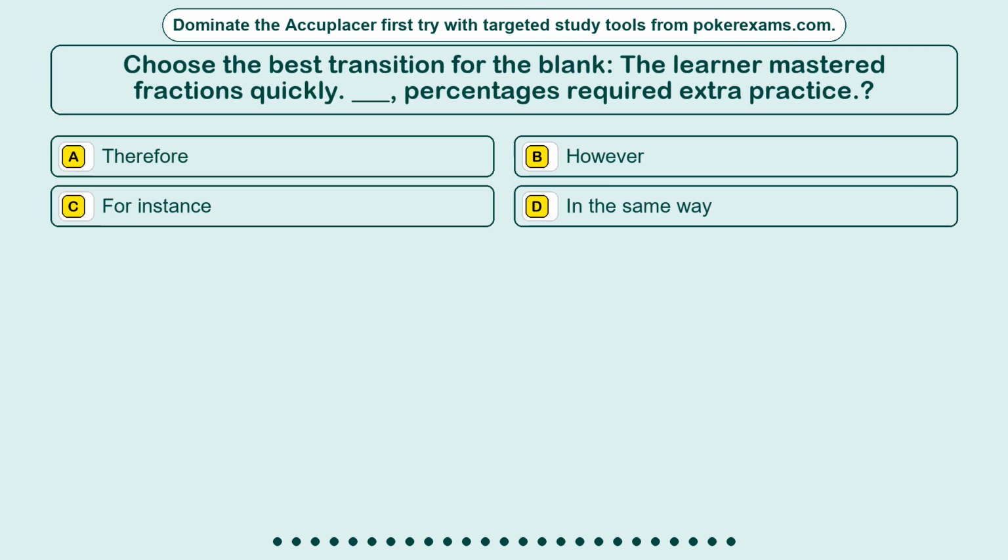Question 21. Choose the best transition for the blank. The learner mastered fractions quickly. Blank, percentages required extra practice. Option A. Therefore. Option B. However. Option C. For instance. Option D. In the same way.